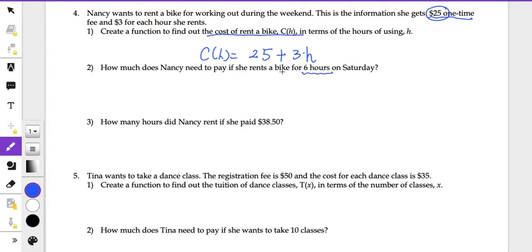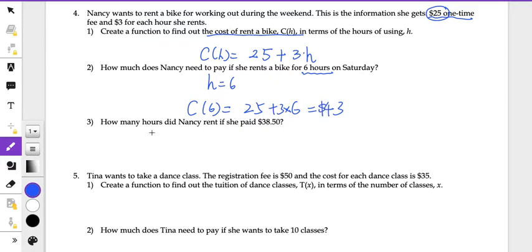Keyword: 6 hours. So in this situation, h is 6. All we need to do is plug in h as 6 in this equation. Then you can write down 3 times 6, it doesn't matter. All we need to do is the calculation. So the final answer will be $43.